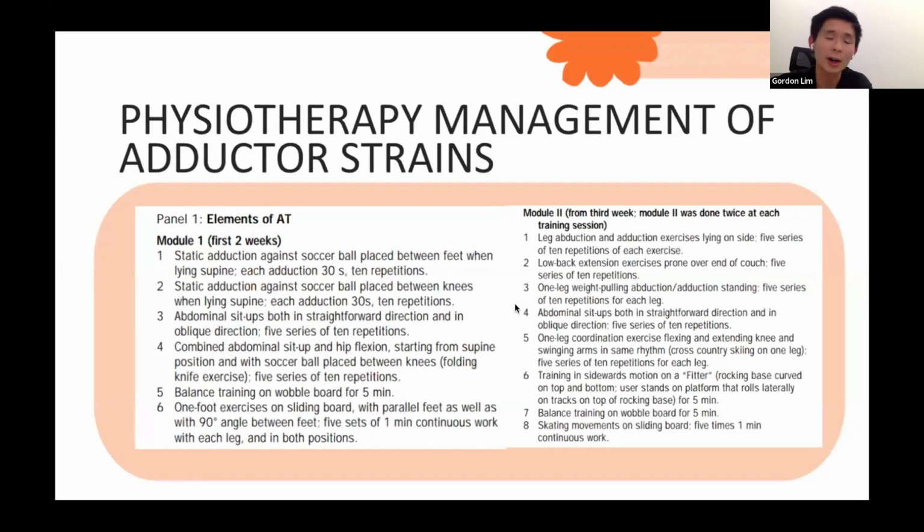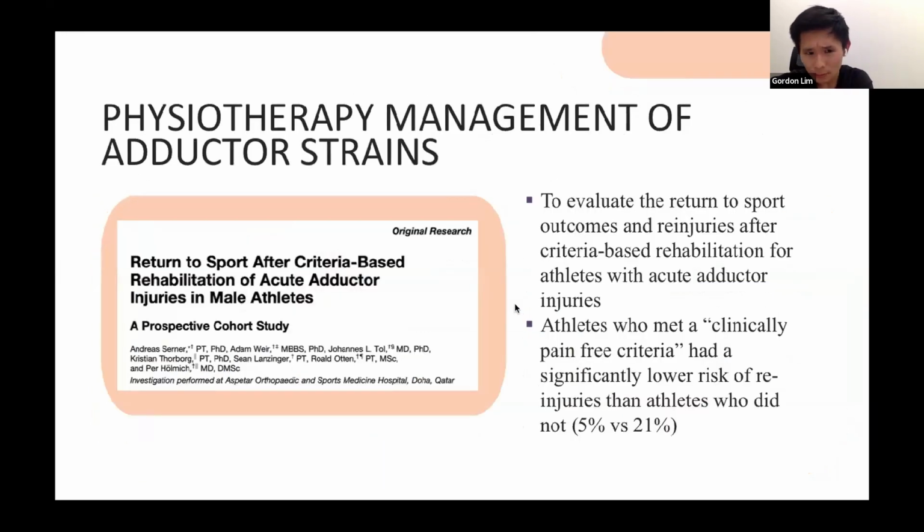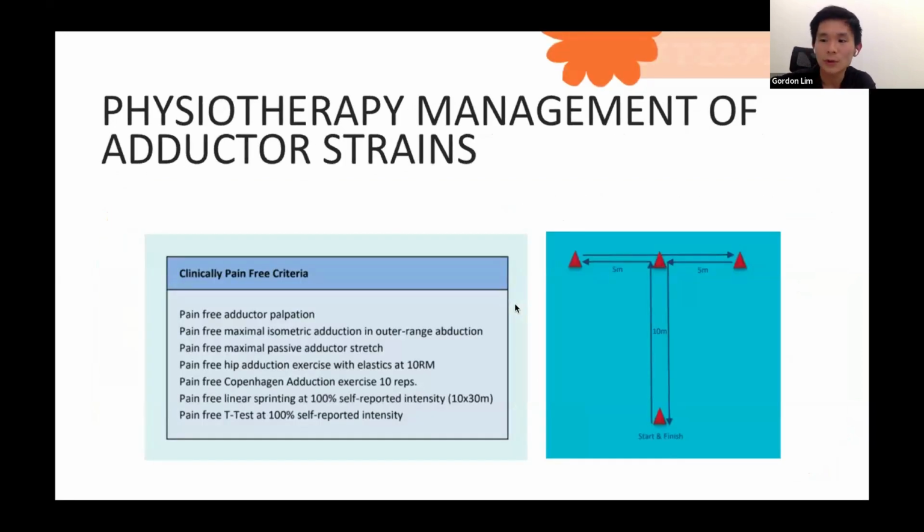We found a study that looked at criteria-based sports rehab. So Andreas Serner and his colleagues looked into it and found out if having one helps with lowering re-injury rates. They found that male participants who met a clinical criteria, also known as a clinically pain-free criteria, had significantly lower risk of re-injuries than athletes who did not meet the criteria. This was the clinically pain-free criteria. With such studies being done, we may be able to use such criteria when treating patients with adductor strains and to determine if they are ready to return to low levels of sports participation.